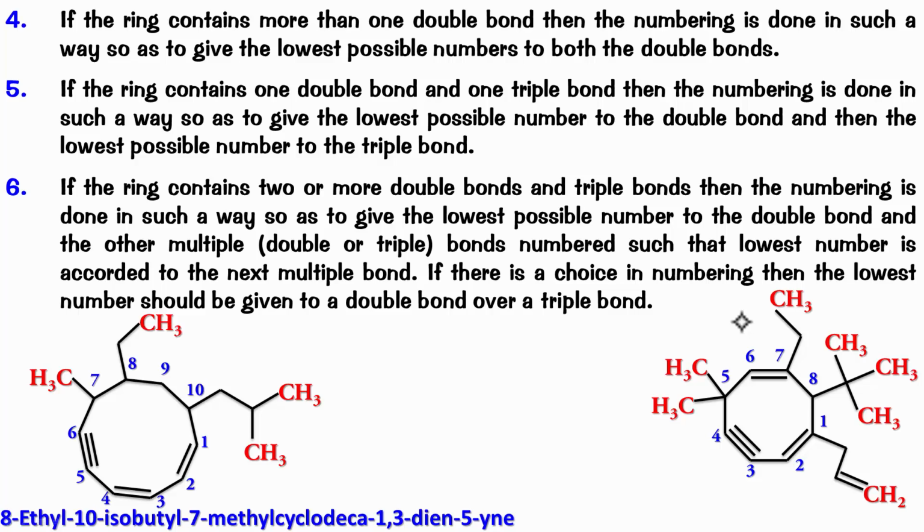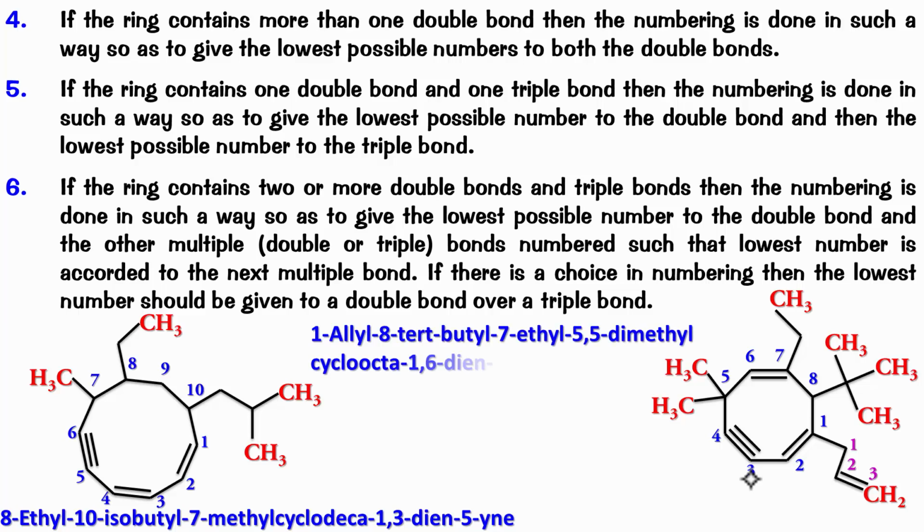Now comes the important part. Cycloocta-1,7, sorry, 1,6, not 7, because the numbering was done this way. 1,6-dien-3-yne. Goes like this. So this is how you name cycloalkenes, cycloalkynes along with substituents.